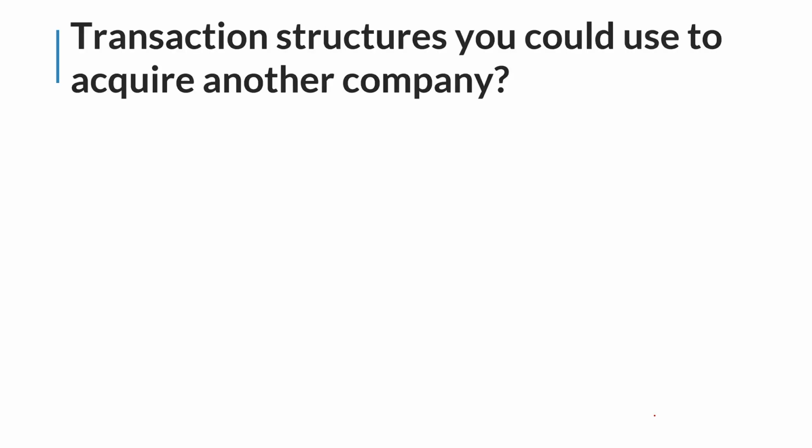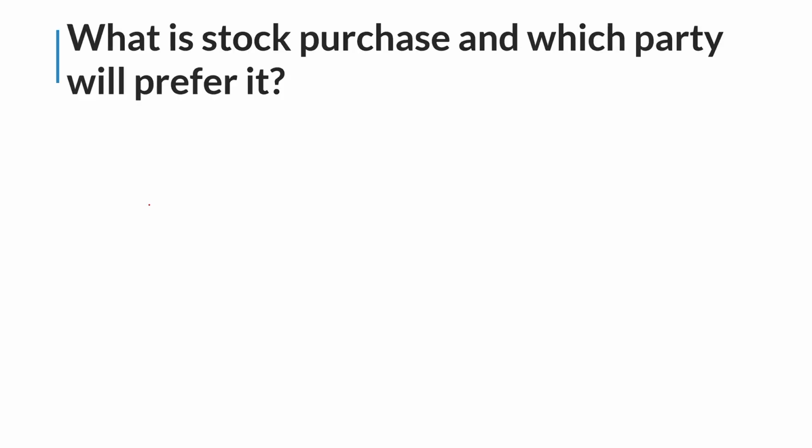Now let us move ahead and talk about the transaction structures that you could use to acquire another company. If a merger is happening, it could be a stock deal, it could be an asset purchase, or it could be a 338(h)(10) election. What is this 338(h)(10)? We'll discuss in some time. So broadly, there are three structures of a merger transaction: stock, asset, or 338(h)(10). Okay. Now let us move ahead and talk about what a stock purchase is and which party will prefer it.